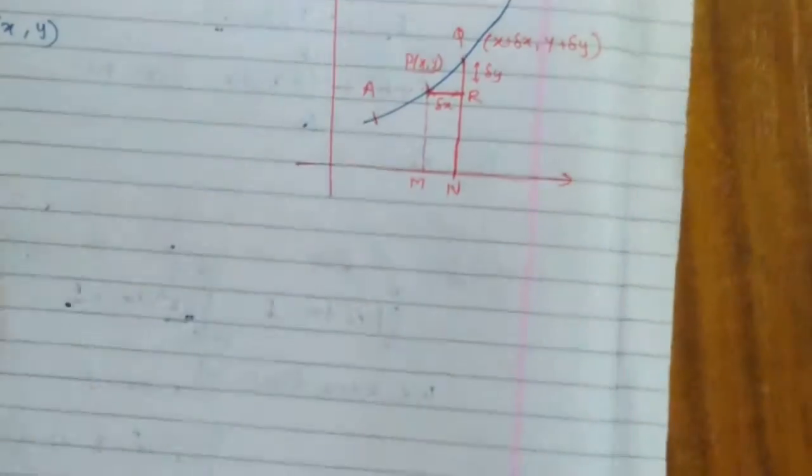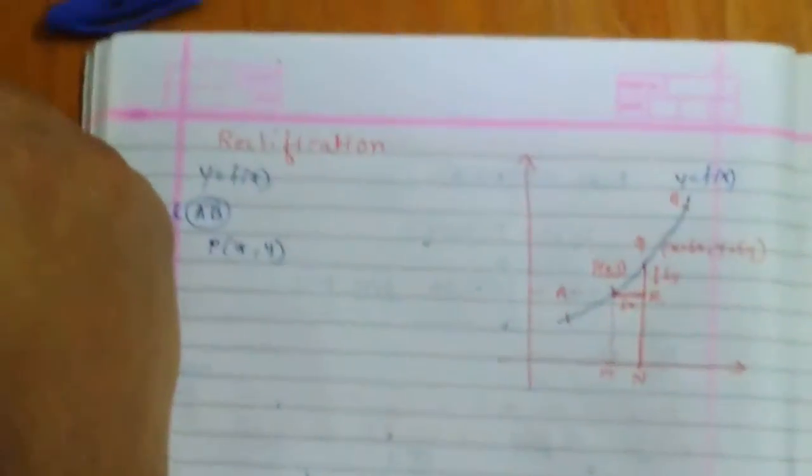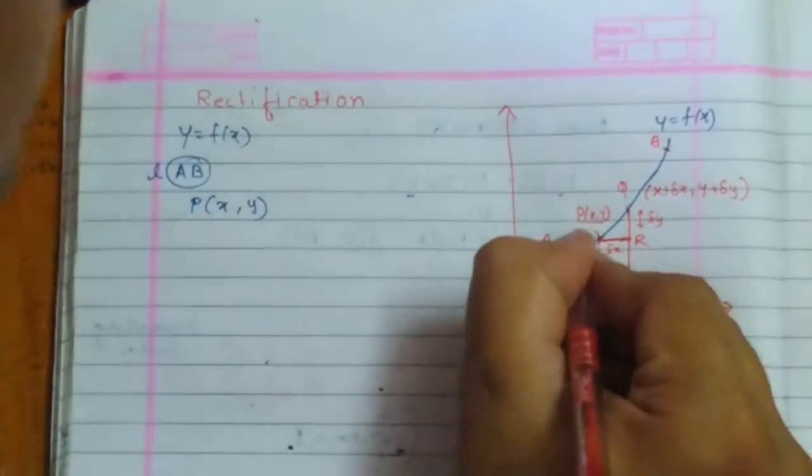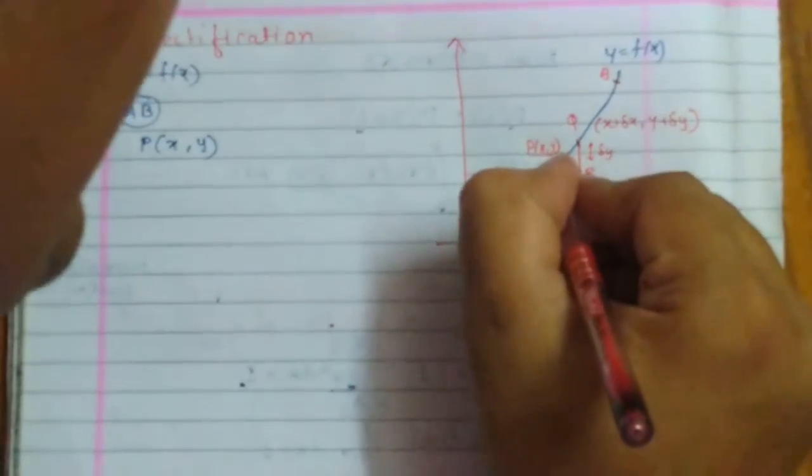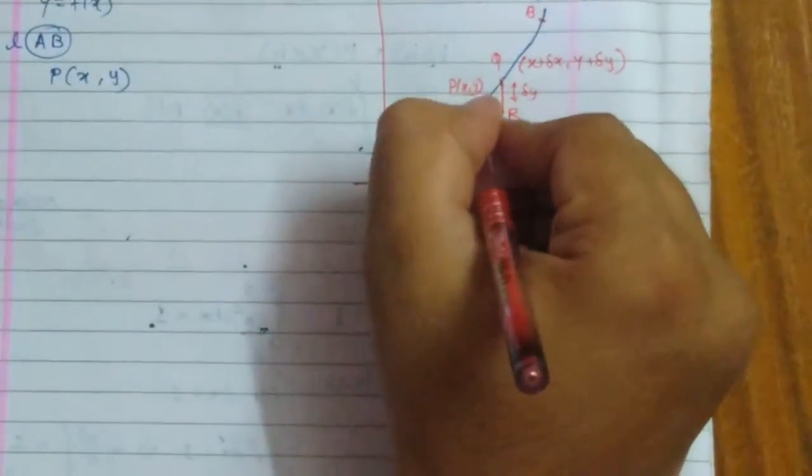Okay, now the arc AP is say S. Okay, and this PQ is an arc.